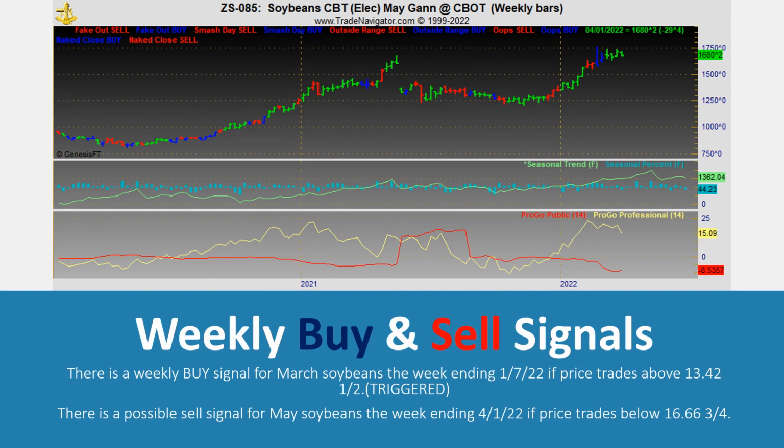Lastly, I'd like to take a look at weekly buy and sell signals. There is a possible sell signal for May soybeans the weekend of April 1st, 2022 if price trades below the previous week's low of $16.66 3/4.